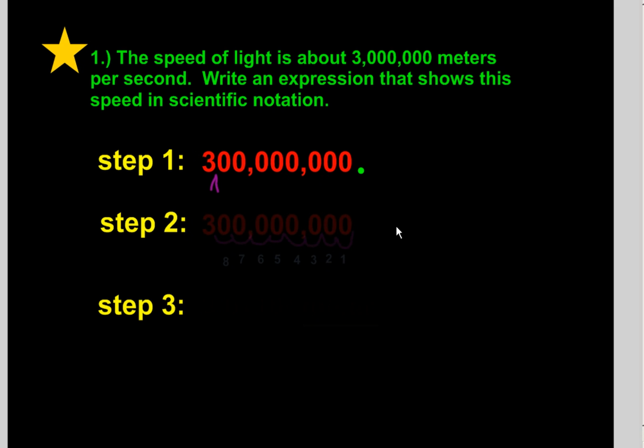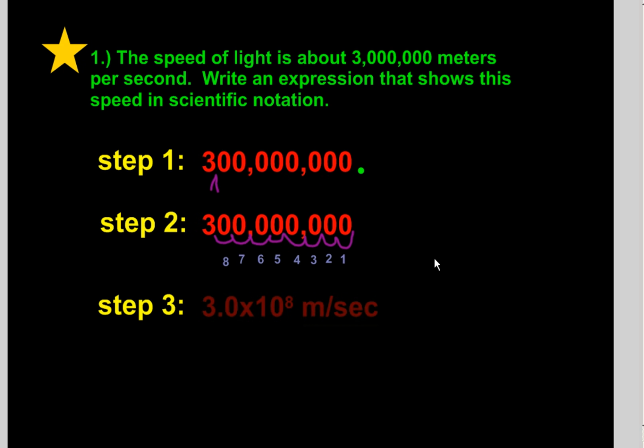So let's count the moves. And as we move the decimal, we see it moves 8 times. So now that we know that it's going to have to move 8 times, we can now write that number in scientific notation. And we show it as 3.0 times 10 to the 8th. And don't forget to include your meters per second. You have to have a unit of measurement attached to your answer because there was a unit of measurement in the word problem.